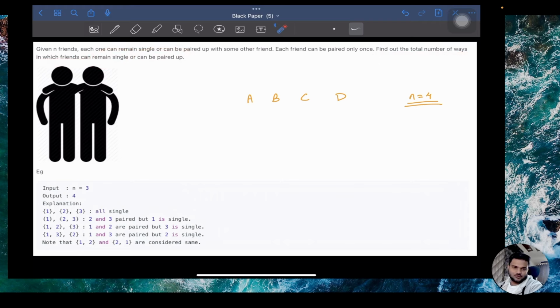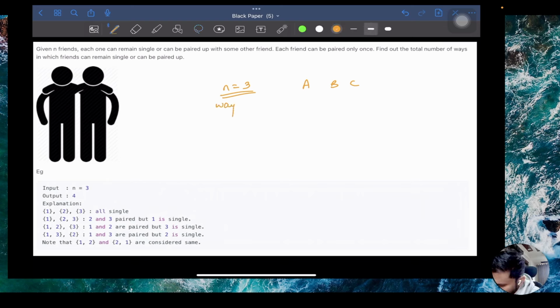Okay. So if you see this basic test case here for n is equals to 3. So let's try to solve for n is equals to 3. Okay. So there are 3 friends A, B, C. So in how many ways you can either keep some friends single or you can prepare pairs of them. So let's see. So if we talk about the first way can be that all of them are single, right?